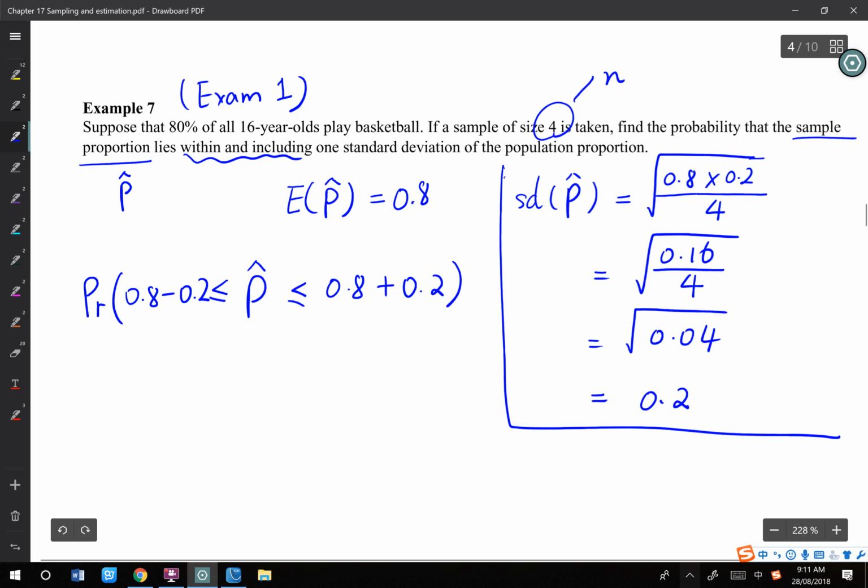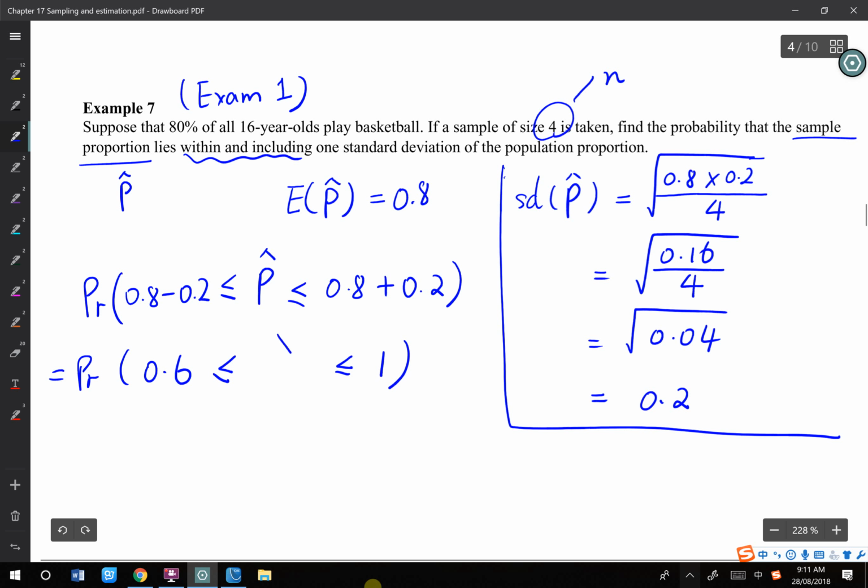That's what I want. I want my p hat value to be within the sample, the population proportion. Go to the left by 1 standard deviation and go right by 1 standard deviation. So that's the probability of 0.6 less than or equal to p hat, and this side is 1.